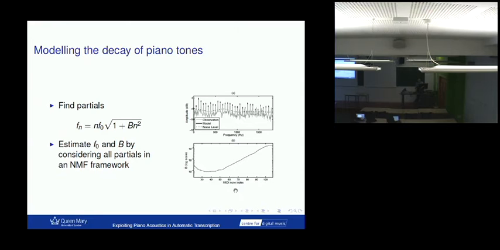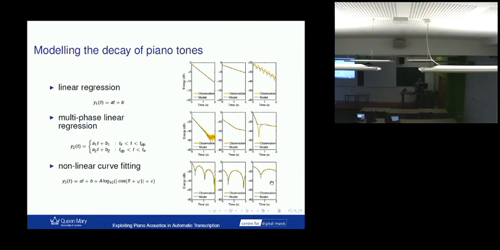And this is the smoothed B factor, the inharmonicity factor, for all the piano notes from MIDI index 21 to 108. So after finding all the partials, we can get ready to track the decay pattern. There are 3 models we use. The first one is, of course, linear regression, then multiple phase regression, and nonlinear curve fitting.